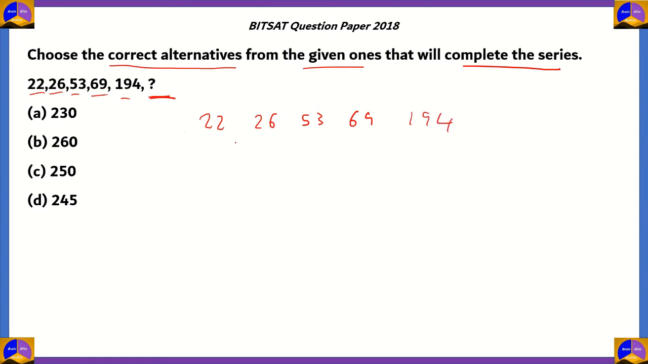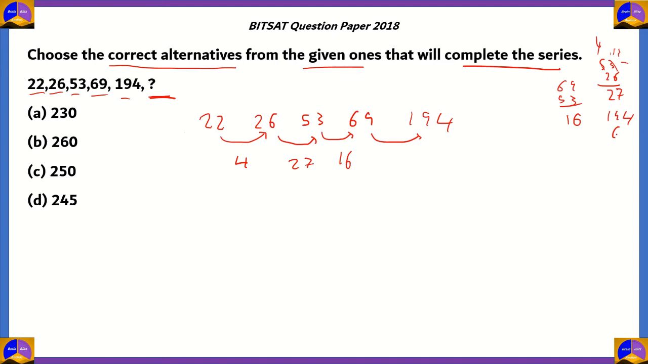So you have 22, 26, 53, 69, and 194. Now 26 minus 22 gives you a difference of 4. 53 minus 26, well, let's calculate it. 13 minus 6 is 7. 4 minus 2 gives you 2. So you have a difference of 27. 69 minus 53. So 9 minus 3 is 6. 6 minus 5 is 1. So a difference of 16. And then 69 to 194. So 194 minus 69. 14 minus 9 gives you 5. 8 minus 6 gives you 2. And then there's a 1. So 125 is the difference.